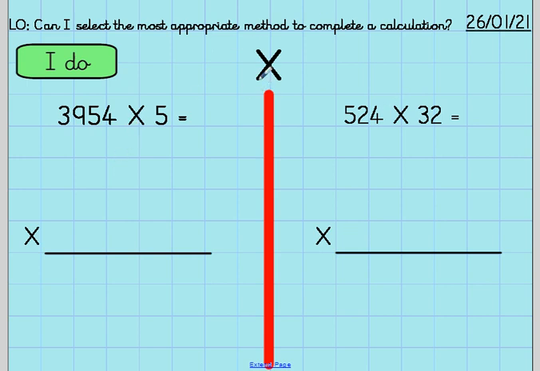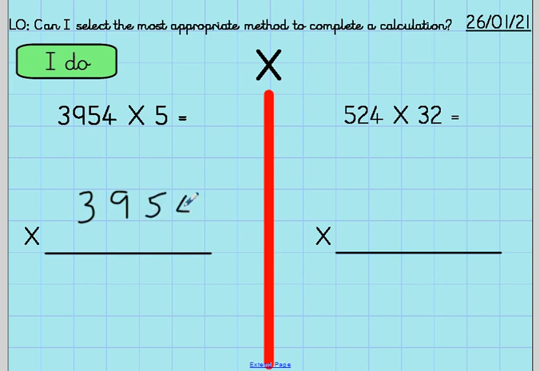So 2 different types here. We're multiplying by a single digit here, and we're multiplying by a 2-digit number here, and that changes how we're going to approach this calculation. So let's do the single digit one first. Set it out in exactly the same way.